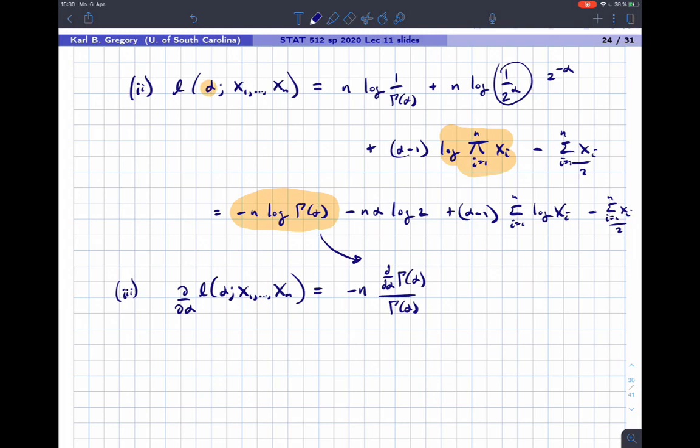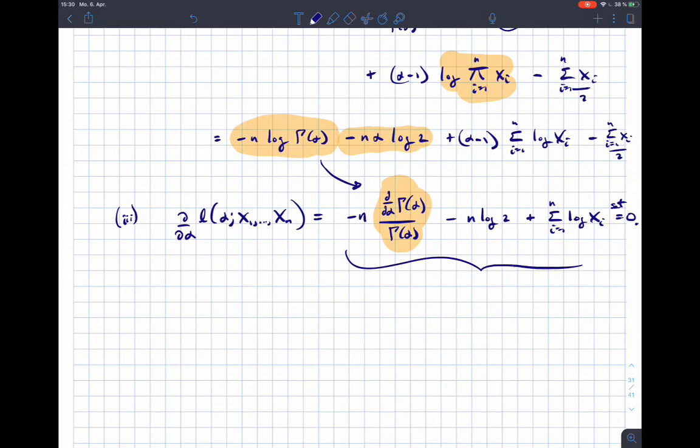Then for the second one, let's worry about this in a moment. We have not asked ourselves yet how we take the derivative of the gamma function. We'll worry about it in a second. So the derivative of the next part with respect to alpha is minus n log 2, and then we have plus sum log xi. And we're going to be setting this equal to 0. Let's take this and simplify it a little bit.